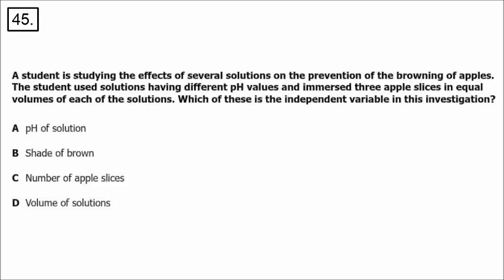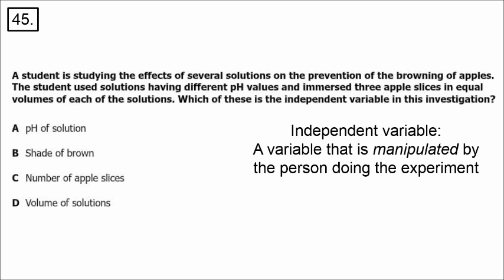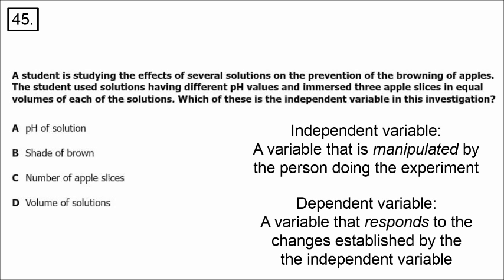In this question, a student is studying the effects of several solutions on the prevention of the browning of apples. The student used solutions having different pH values and immersed 3 apple slices in equal volumes of each solution. Now we have independent variable and dependent variable. An independent variable is manipulated by the person doing the experiment. A dependent variable will respond to whatever changes are established by the independent variable.